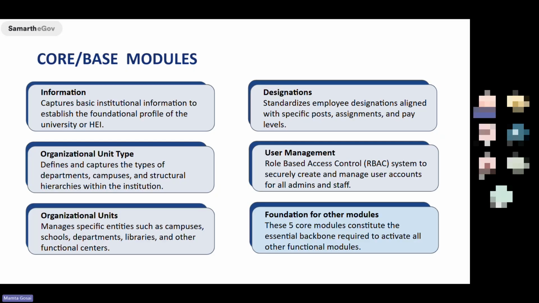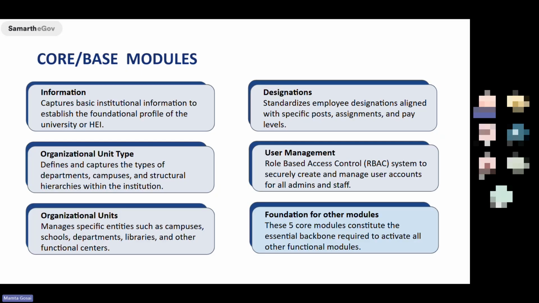Second is the organizational unit type, which basically defines and captures the types of departments that you have, the campuses, the structure and hierarchy within the institution. We also have OU, which manages specific entities such as campus, schools, departments, library. So let's say you have two campuses, you can write XYZ campus one or South campus, North campus.